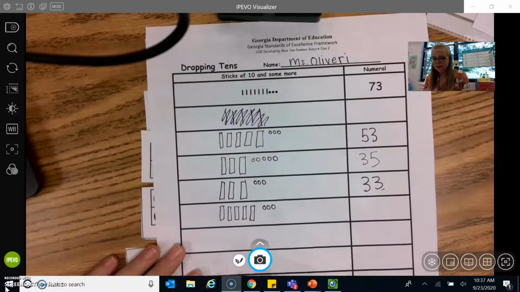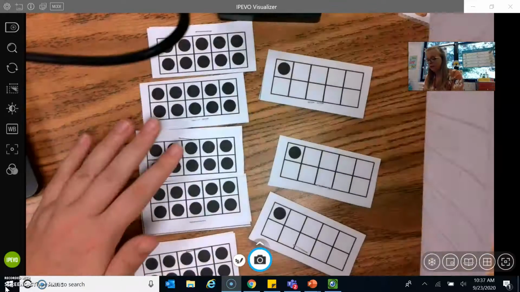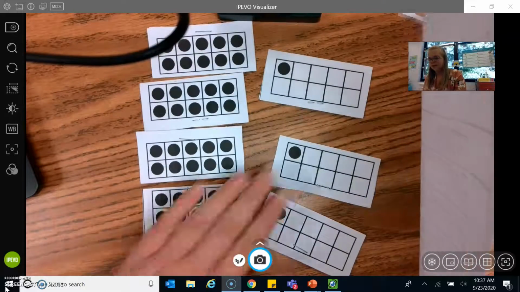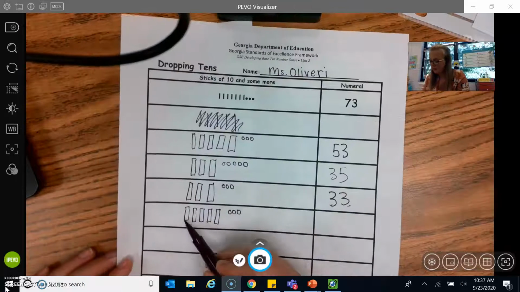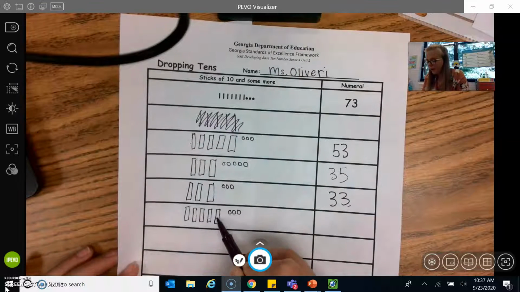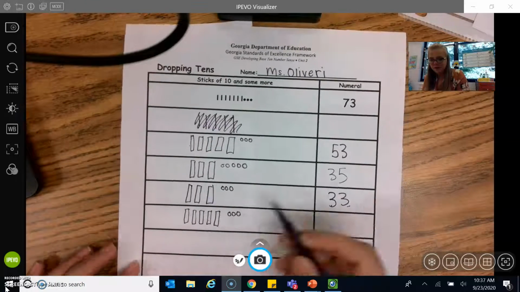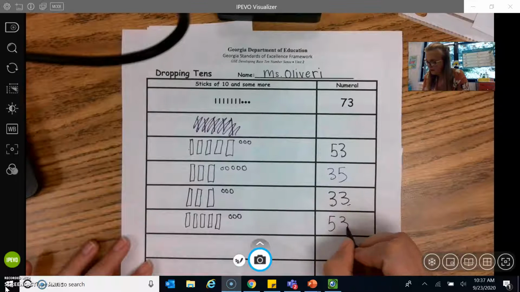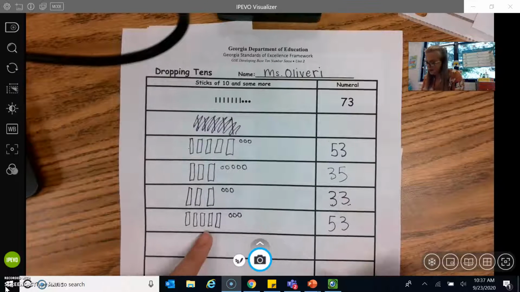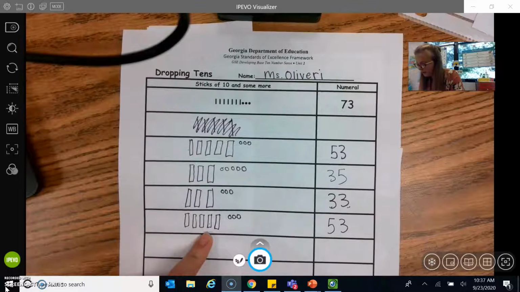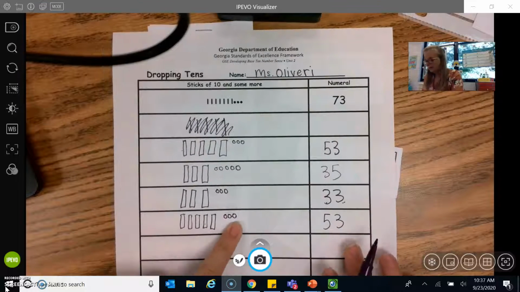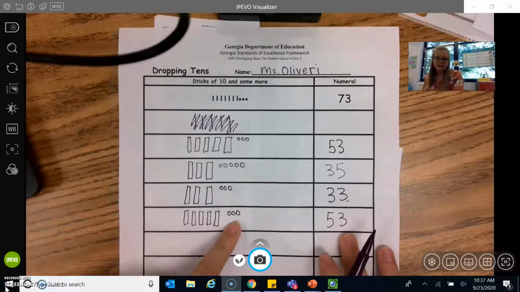So what number is this? Let's see. Remember, I can count my rods as 10 because they're groups of 10, and then I count my ones as 1. 10, 20, 30, 40, 50, 51, 52, 53. Okay, I can also look and check. I see I have 5 groups of 10, so I have 5 in my tens place. And I see I have 3 ones, so I have 3 in my ones place.